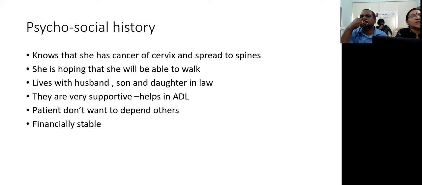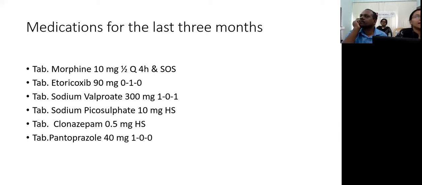Psychosocial history: she knows that she has cancer of the cervix and spread to the spine, and she hopes that she will be able to work. She lives with her husband, son, and daughter-in-law. They are very supportive and help her in her activities. The patient doesn't want to depend on others, and they are financially stable. Her medications for the last 3 months include TAP morphine, 5 mg Potali, etoricoxib, sodium valproate, sodium picosulfate, clonazepam, and Pandol.